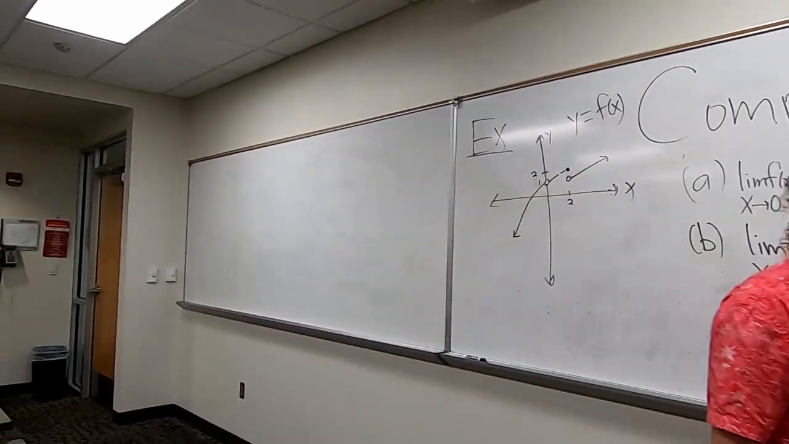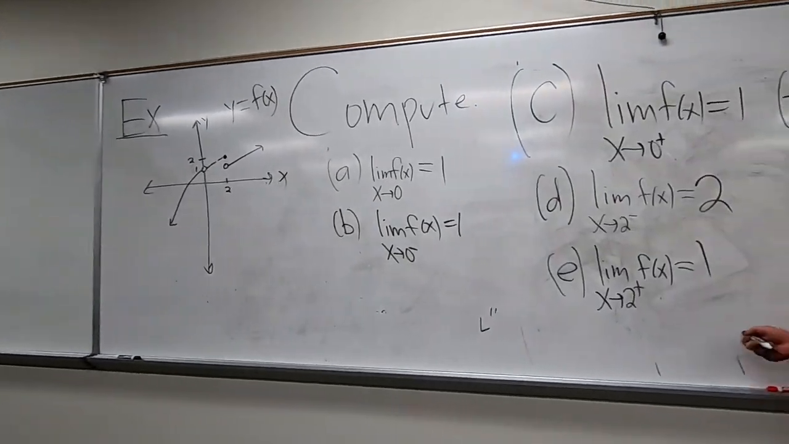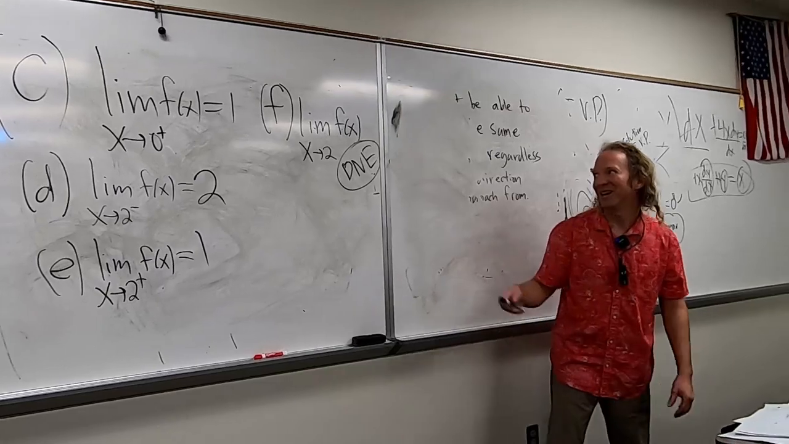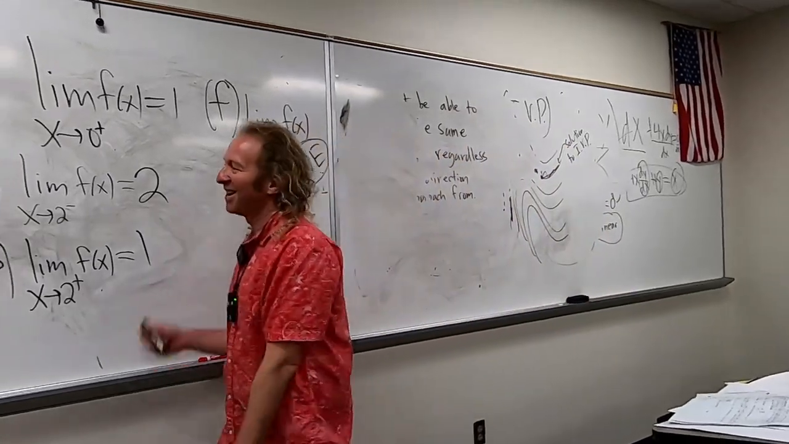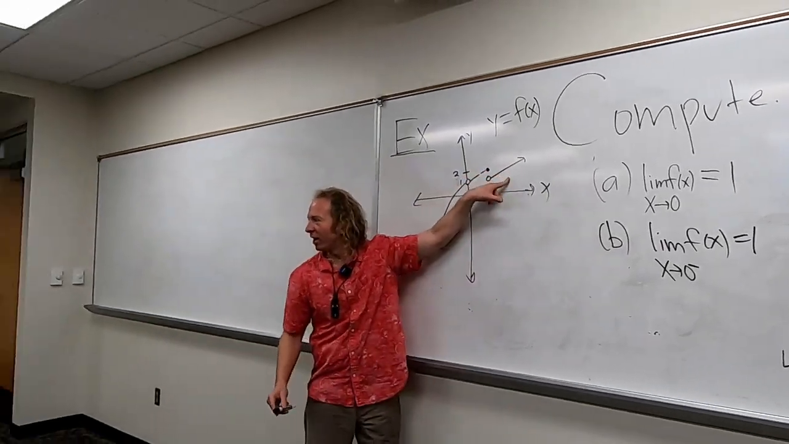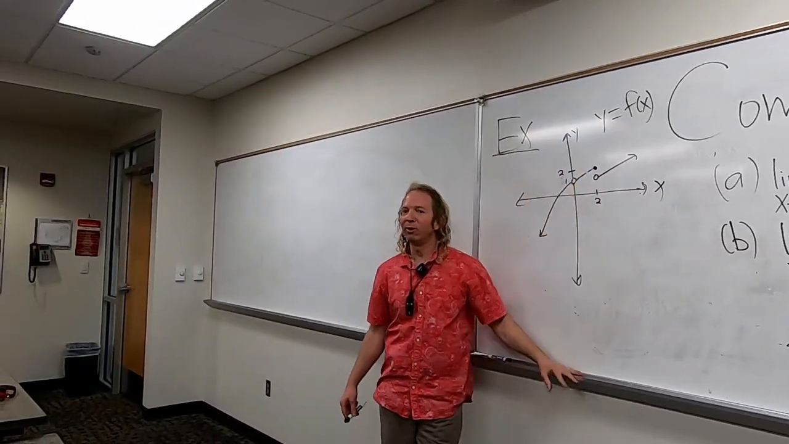So approaching from the left, we get 2. Approaching from the right, we get 1. I know, it's hard, right? Well, it's good. And then D and E. Let's see, from the left, we get 2. From the right, we get 1. Boom, game over, D and E.